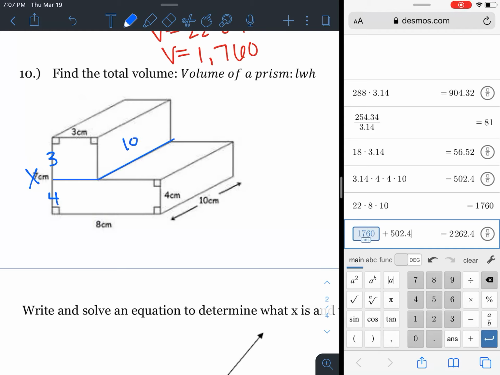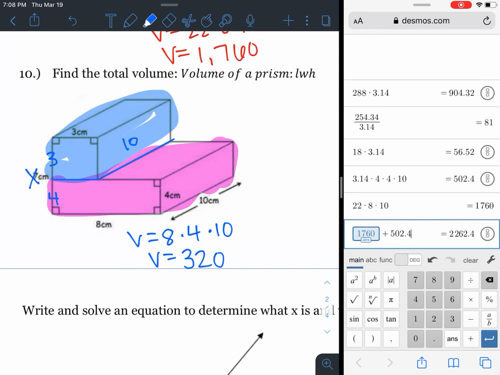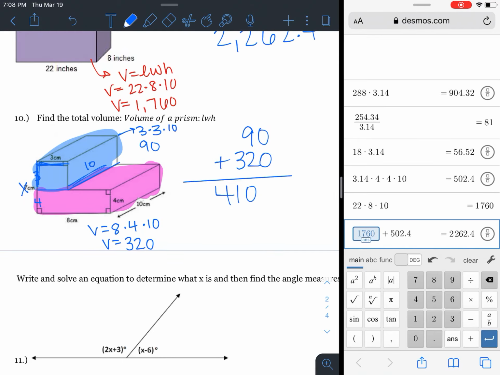This part's also 10. So for the bottom shape, this prism here, I would be doing 8 times 4 times 10. So 320. So then the top part is 3 by 3 by 10. So 3 times 3 times 10, 90. So last step, add them together. So no matter how you split it, your answer for this one should be 410.